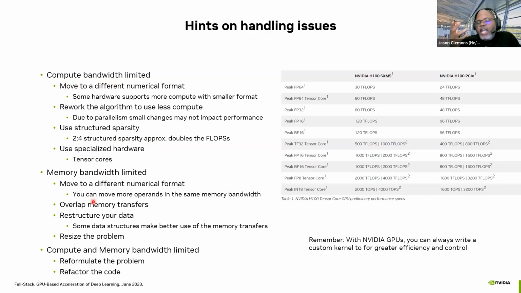Memory bandwidth limited? Move to a different numerical format. That's going to come up a lot. Going from 16-bit to 8-bit means that even if you fetch the same number of operands, you're fetching fewer bytes in total. Try overlapping memory transfers. See if there are ways you can stage data. Restructure your data to make the transfers better, or resize the problem. And if you're both of these, you really need to look at your problem and refactor your code.